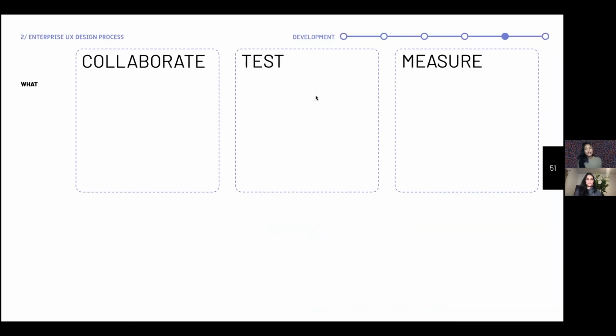So in general, development has the phases of collaboration, testing, and then measuring. So let's go through all of this. When you're collaborating with your engineering partners, your job as a designer is to negotiate and fight for a better user experience. Now, you're not doing this by yourself.